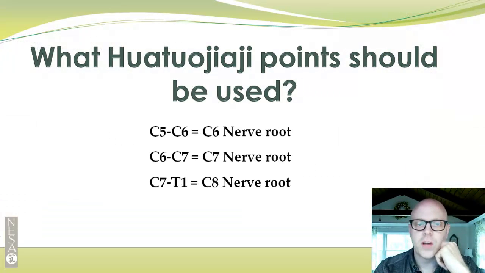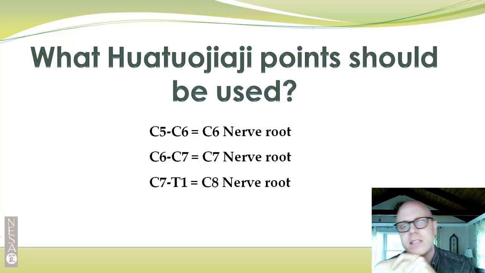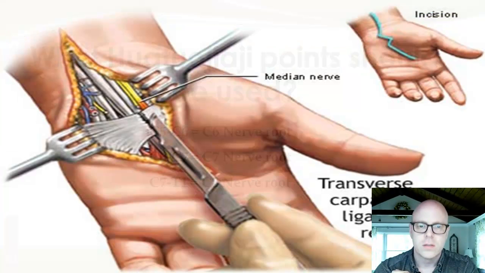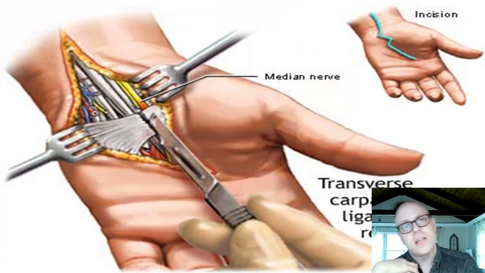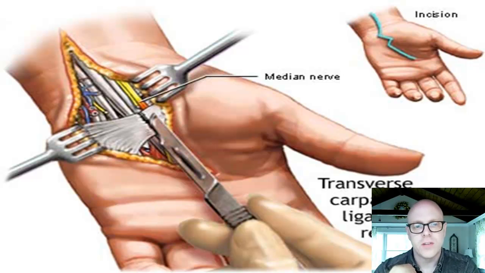which Jia Ji points to be used, of course, you want to use the C6, C7, C8, more C6, C7 than C8. If you had an ulnar nerve issue, then you'd probably use between the space of C7, T1 for the C8 nerve root. This is the solution usually for carpal tunnel syndrome. Cut the retinaculum, make space. Above me here is the scar that tends to be formed in a patient who has carpal tunnel syndrome.